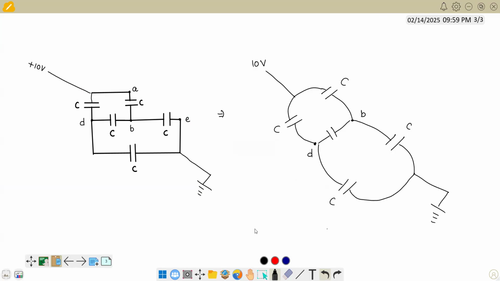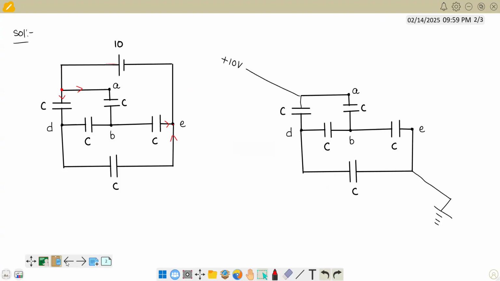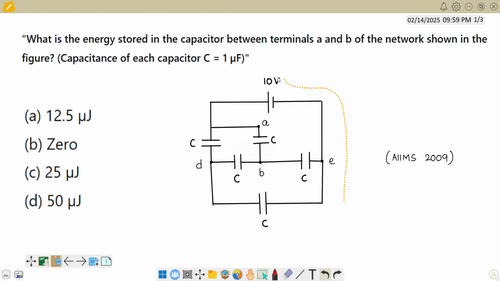Now we can clearly see a Wheatstone bridge here. We have a 10-0 battery, and C by C is equal to C by C. That means there will not be any potential difference across this. So indirectly, we can remove the capacitor that is present between D and B, because of this Wheatstone bridge condition. Let us simply remove it. I'll take my original diagram and remove the capacitor across D and B. I hope you understood how we identify that there is a Wheatstone bridge here.